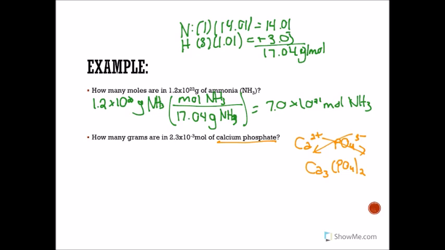Once we've done that, we know we're going to have to find our molar mass because our question has the unit grams. Whenever you see grams, you know you need to find molar mass. We do that. So for calcium, we have 3 calciums. Calcium has a mass of, if we look it up, 40.08.